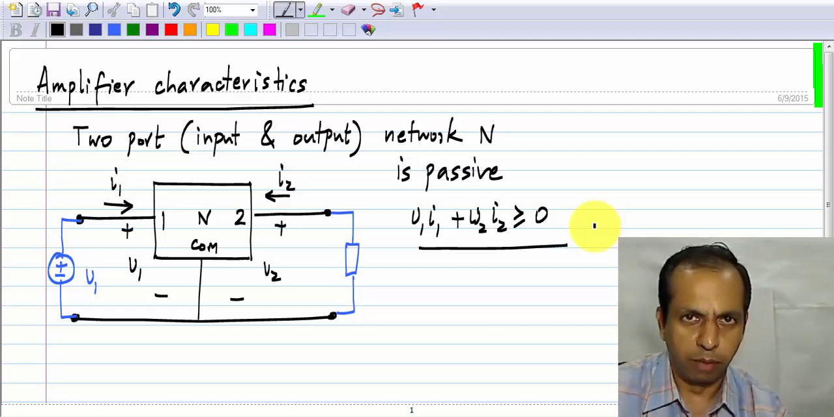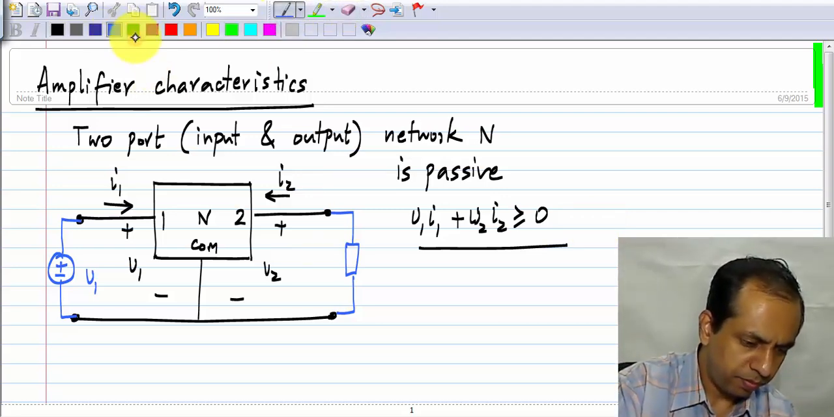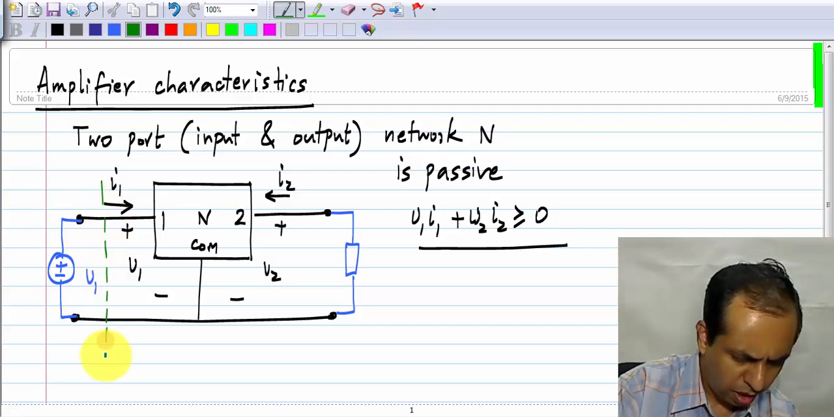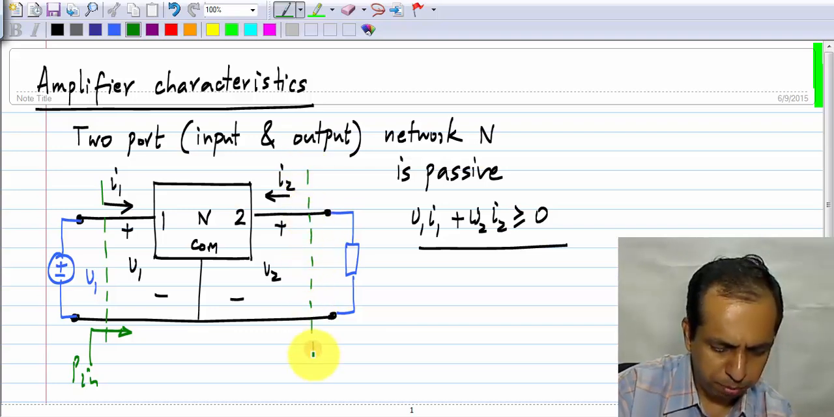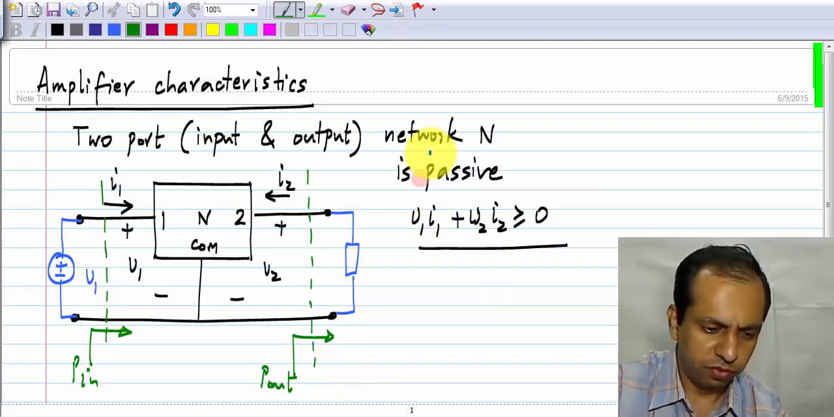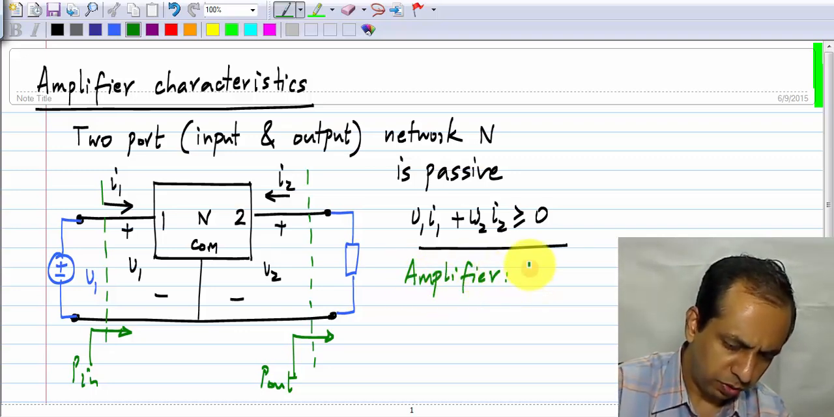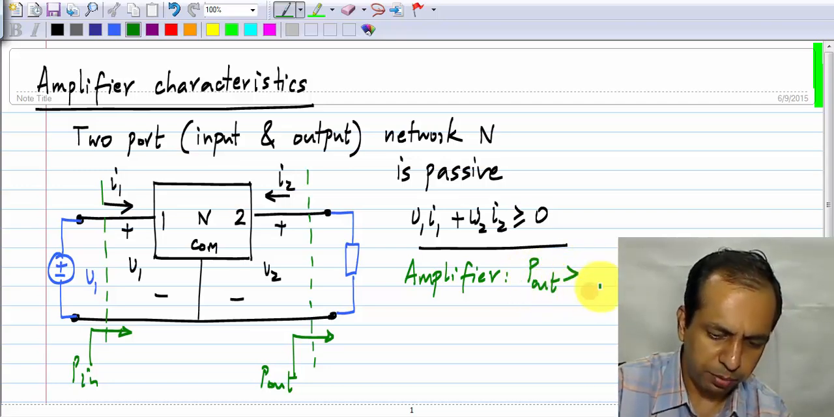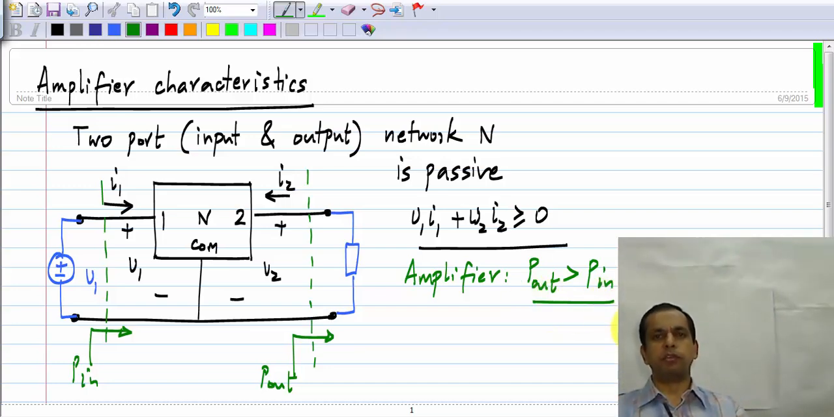Now, what does it mean for our amplifier? First of all, we wanted amplification. What it means is that the power that we put into the amplifier, P in, must become bigger when it comes out. Okay. That is, for an amplifier, we would want P out, the power coming out, to be more than power going in. Okay. Otherwise, there is no amplification at all. Okay. So, this is what we would want to have.